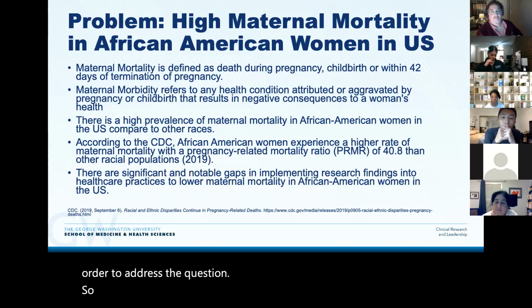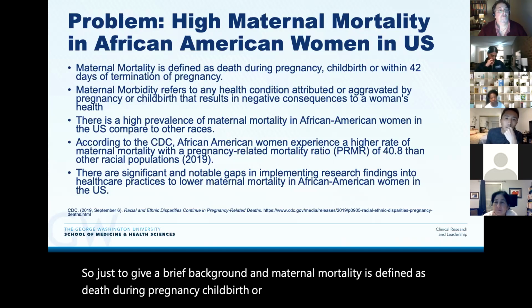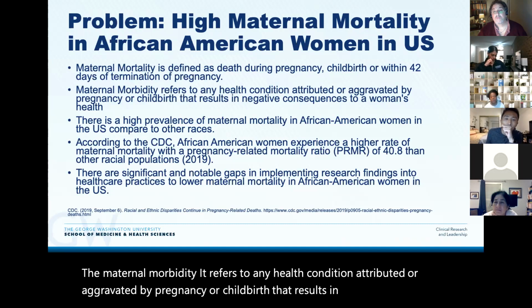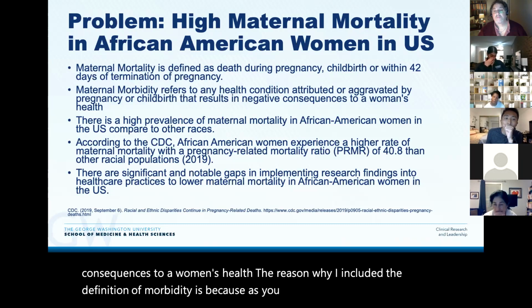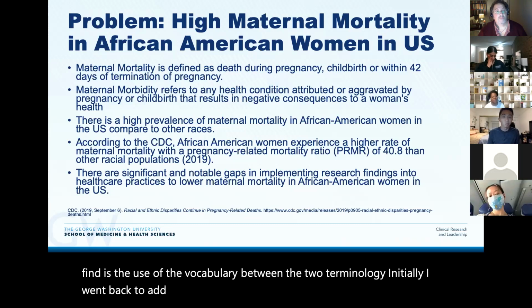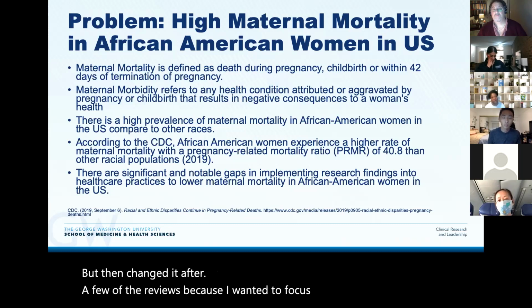So just to give a brief background, maternal mortality is defined as death during pregnancy, childbirth, or within 48 days of termination of pregnancy. Maternal morbidity refers to any health condition attributed or aggravated by pregnancy or childbirth that results in negative consequences to a woman's health. The reason why I included the definition of morbidity is because, as you'll find later on, one of the issues that I find is the use of the vocabulary between the two terminologies. Initially I went back to add morbidity, but then changed it after a few of the reviews because I wanted to focus more on mortality.